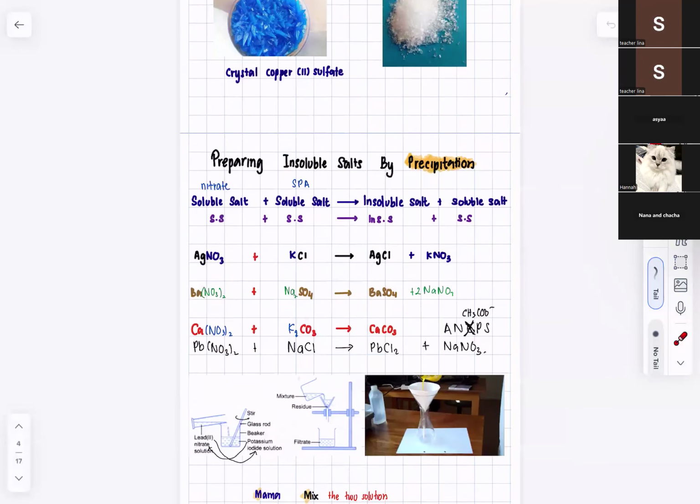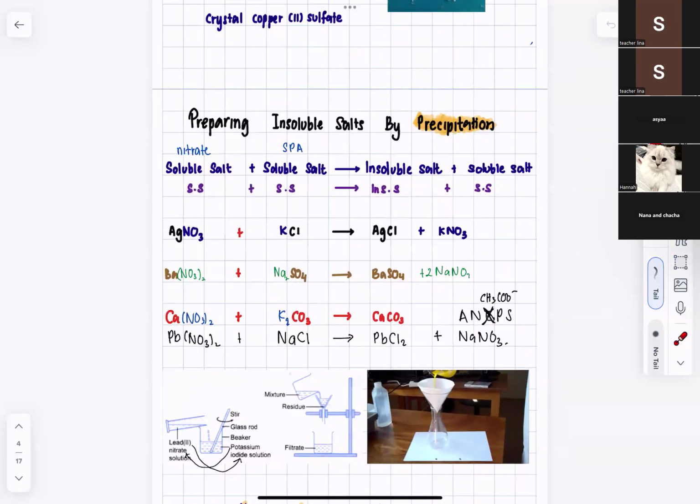Now we go for preparing insoluble salt by precipitation. Precipitation means insoluble. That's why I said that you need to remember soluble and insoluble salts. So we try again whether you remember or not. Same as last week, you need to recognize 5 types of salt that I give. If you are wrong, then we go back to the one before.